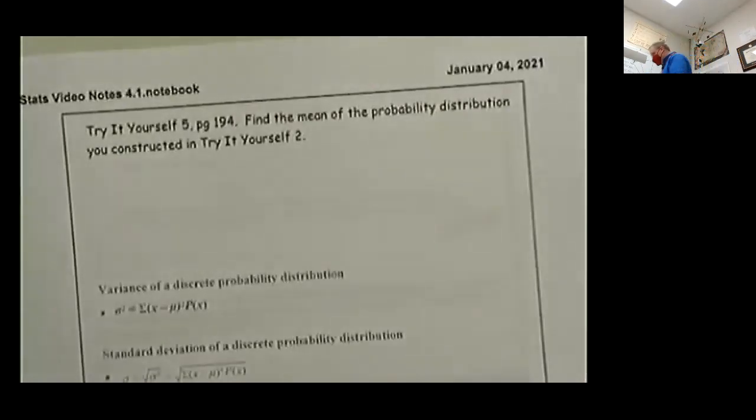Next, try it yourself 5 on page 194. Find the mean of the probability distribution you constructed in try it yourself 2. So I don't have that table. On my smartboard, I actually copied the table, and I didn't do that here. So look back in your notes. That's where we had the sales per day and the numbers per day.